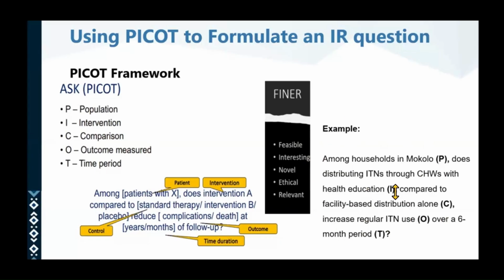So we want to see if using community health workers and also using health education is going to increase the rate at which community members in that particular area, that is Mokolo, use ITNs, compared to the existing strategy, which is that they go to the facility and collect their bed nets. And this observation is to be done over a period of 6 months.